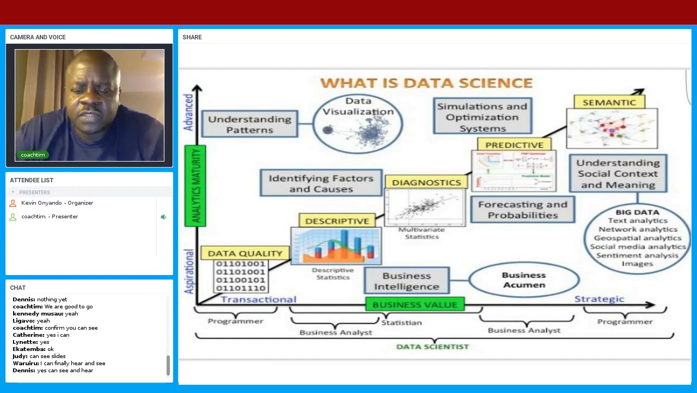Just to summarize this slide, remember that what you do at the beginning during data quality defines what output you get at the predictive and the semantic stage. So it's basically garbage in, garbage out. It's important to start learning by asking the right question.